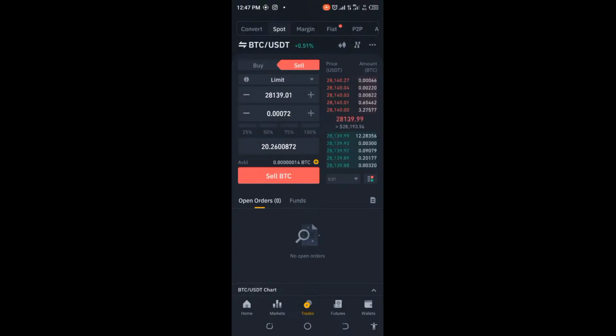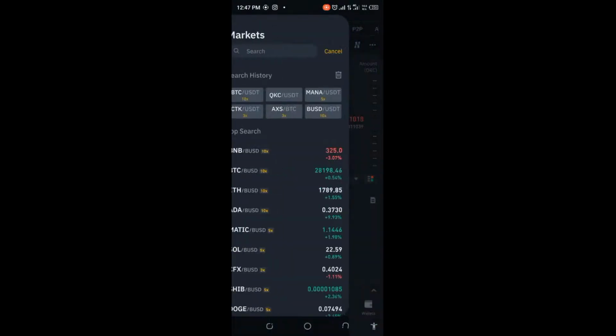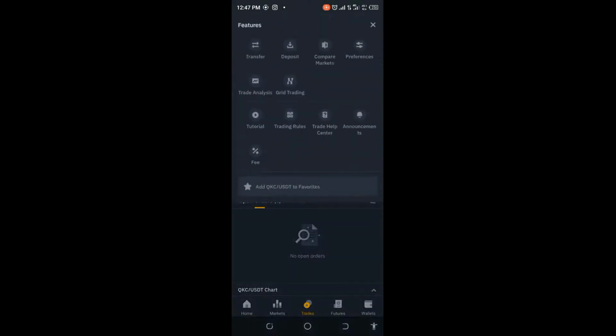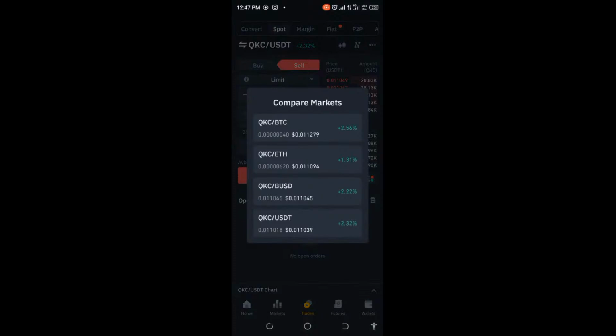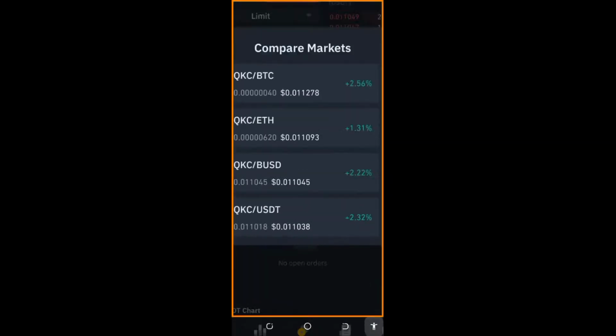Are we ready? Let's hope that this is going to go through fast. Okay, so let's go ahead and go straight to our QKC USDT. But before we go ahead, let's make sure that everything is still intact. What do we have here? Everything still looks the same way, still looks normal.